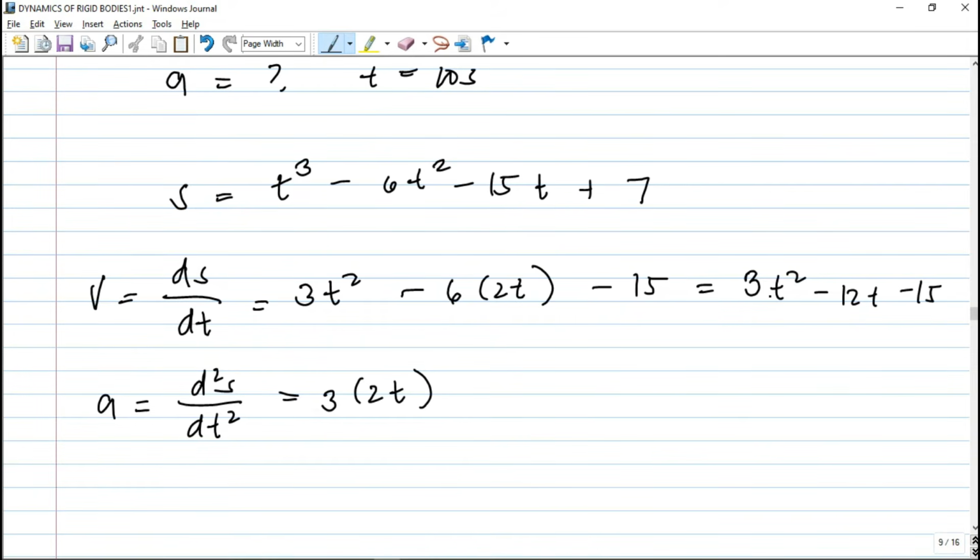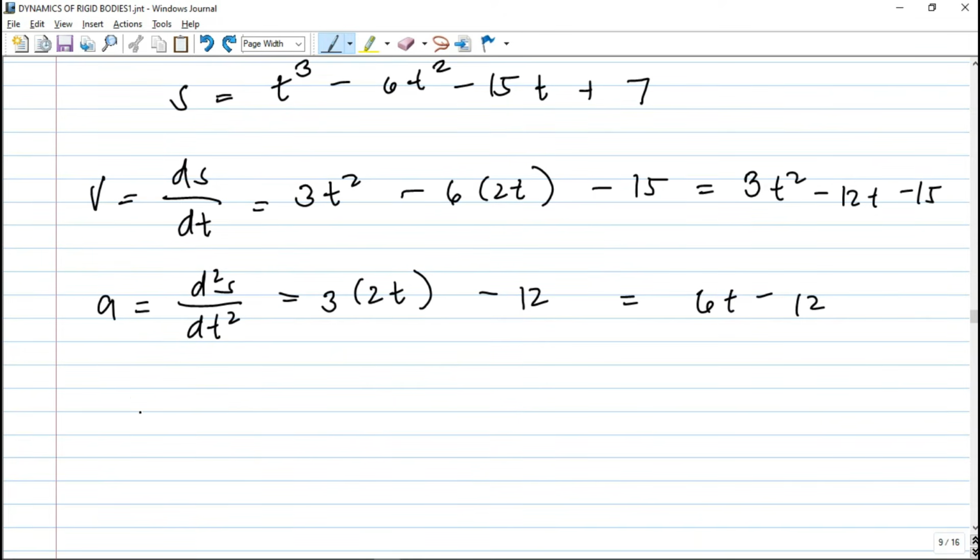Differentiating again, we have 3 times 2t minus 12. For the constant, the derivative is 0. So this is the equation for instantaneous acceleration: 6t minus 12. Now we can get the instantaneous velocity at time 10 seconds.